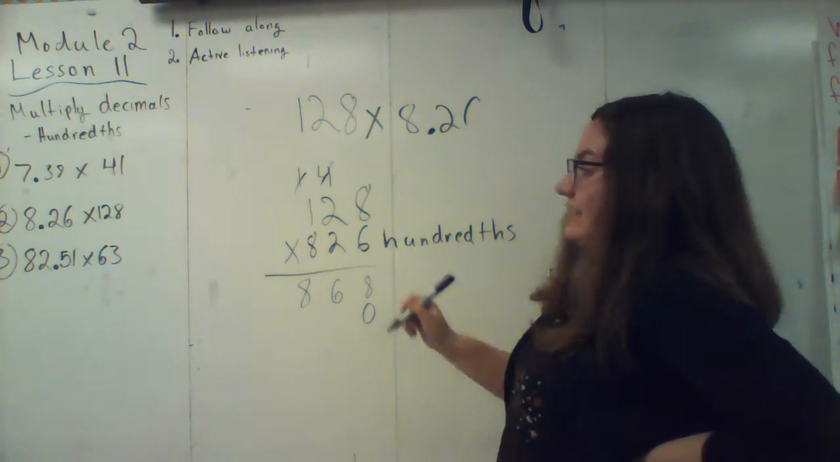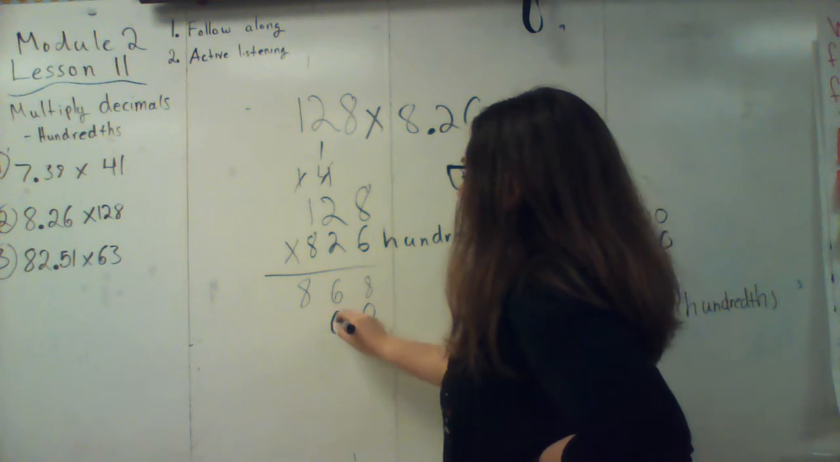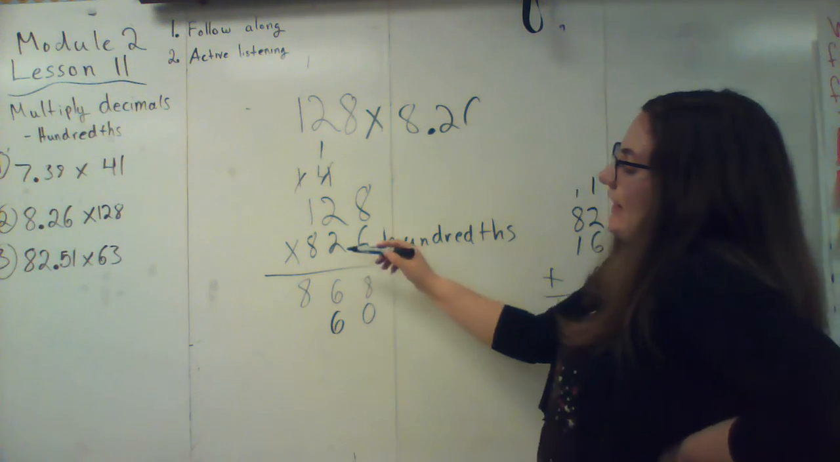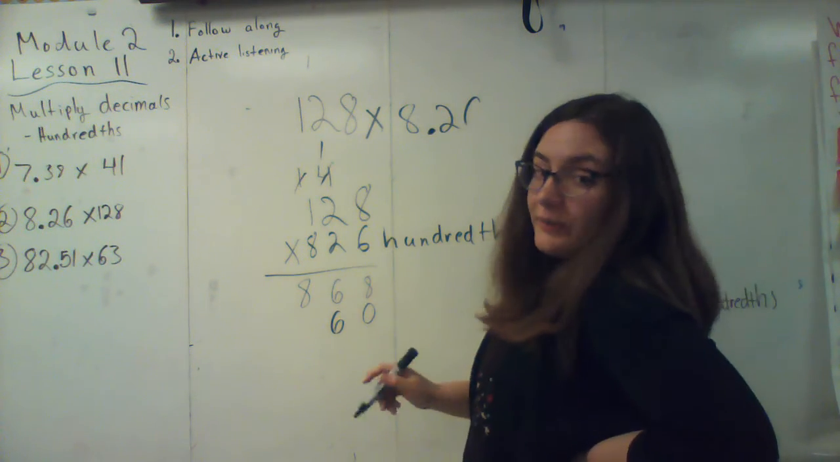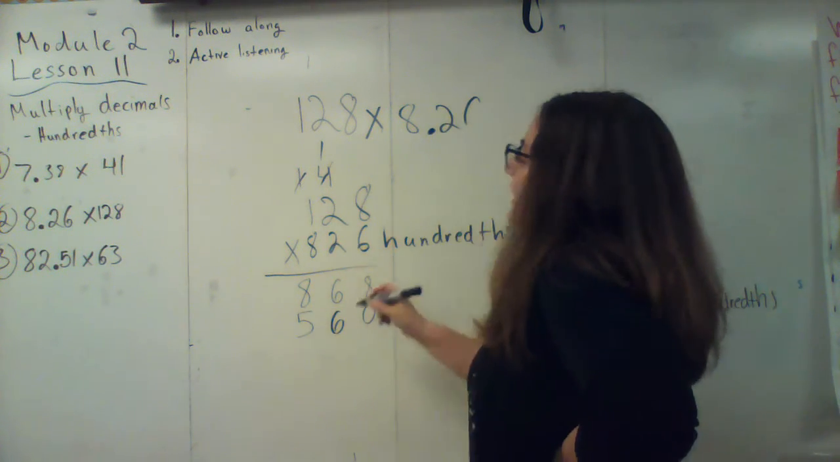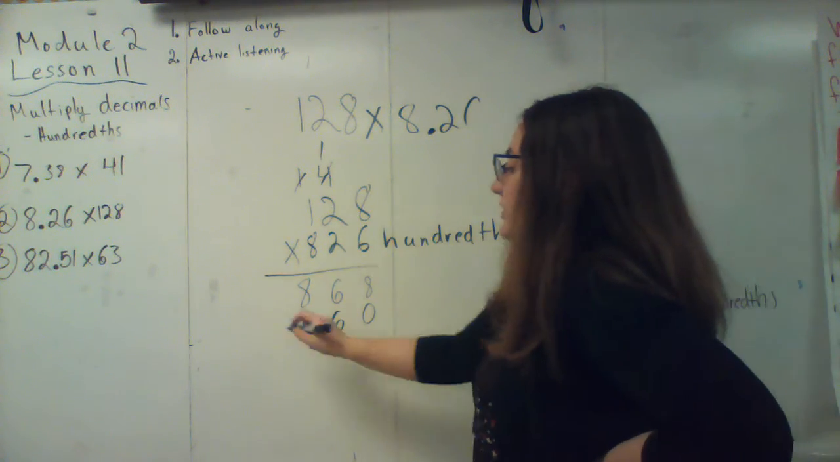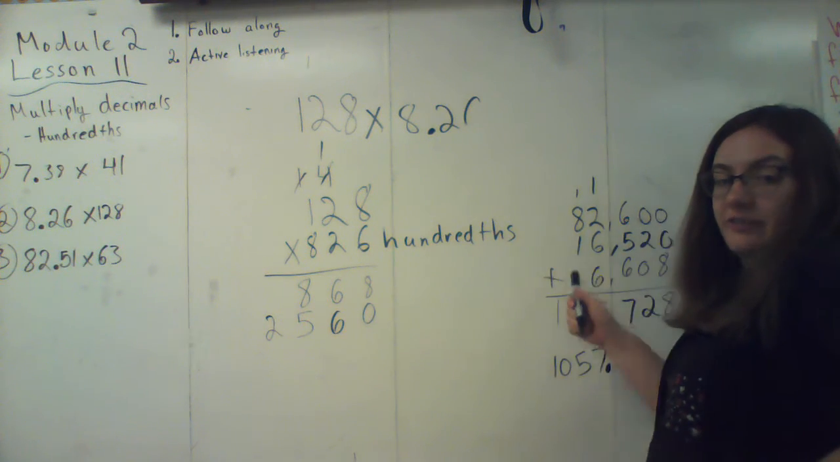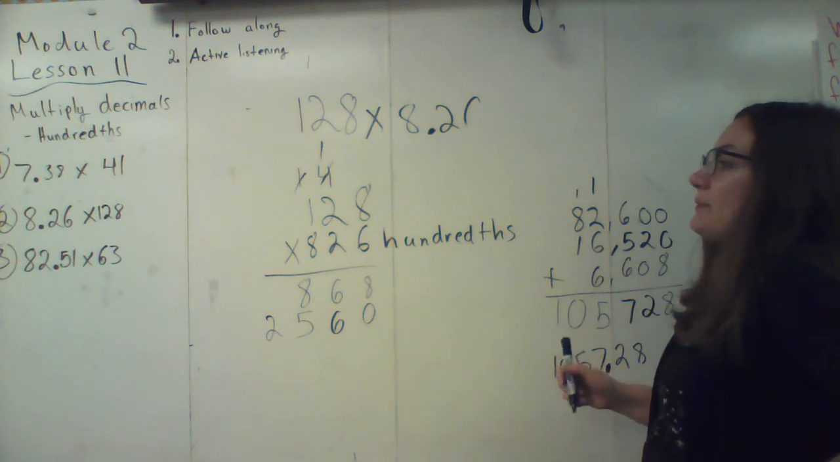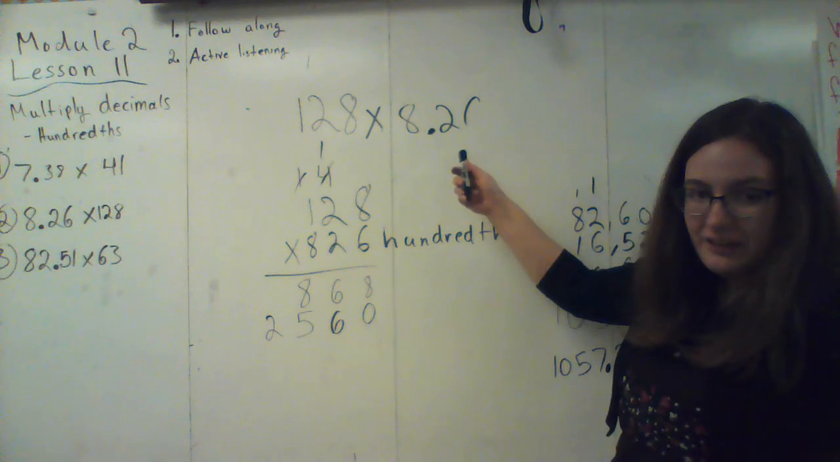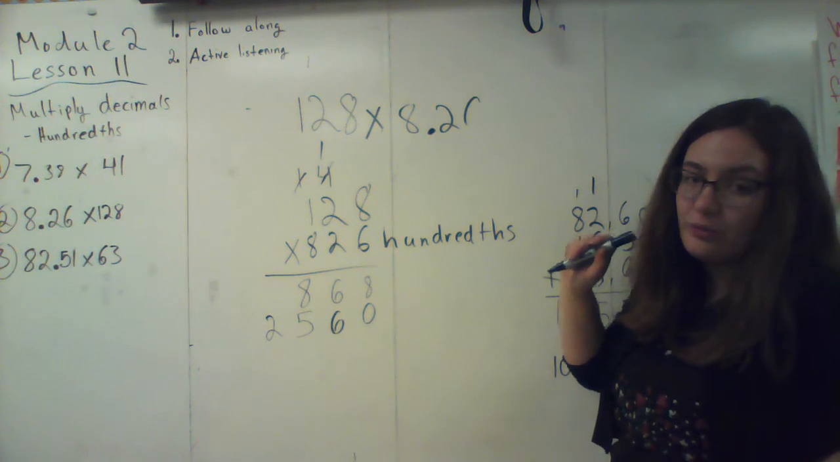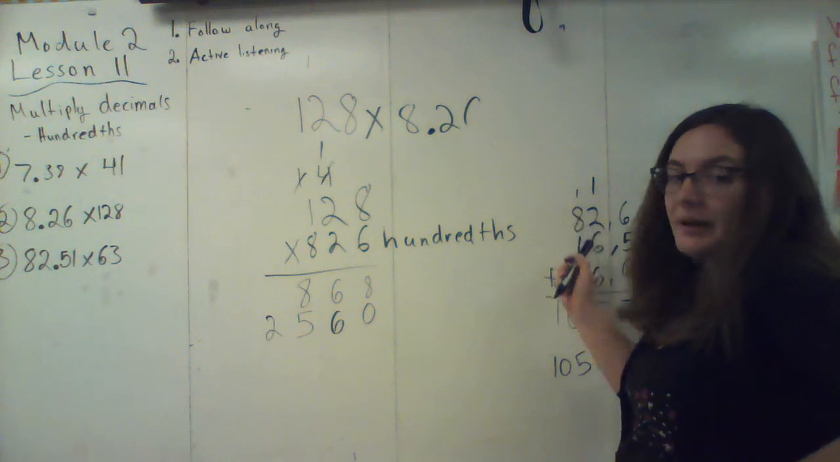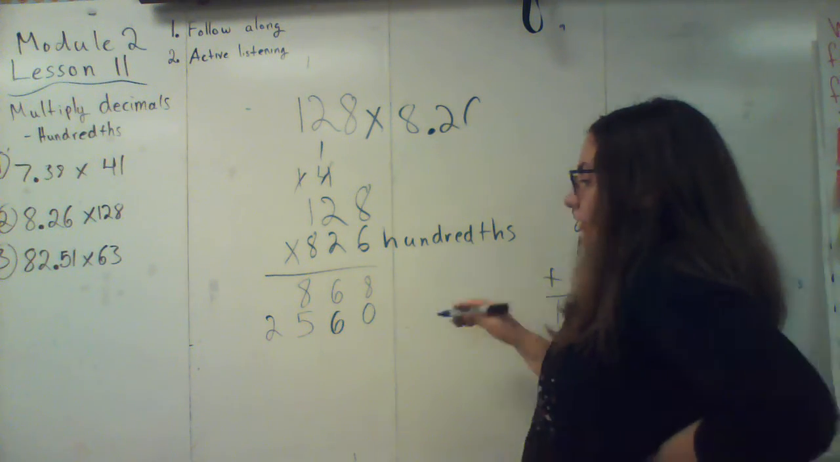Then I need to add a 0. 2 times 8 is 16. So I carry the 1. I leave the 6. Then 2 times 2 is 4. 4 plus 1 is 5. Then I do 2 times 1, which is 2. Now you might notice that my partial products are actually different from what we saw over here. That's because my order might have been a little bit different when I was doing this problem.